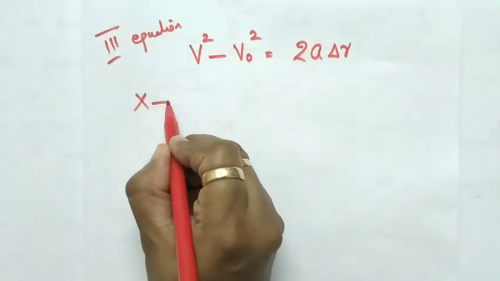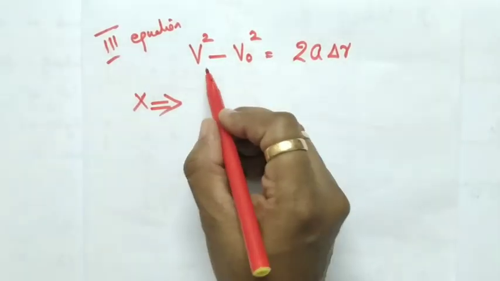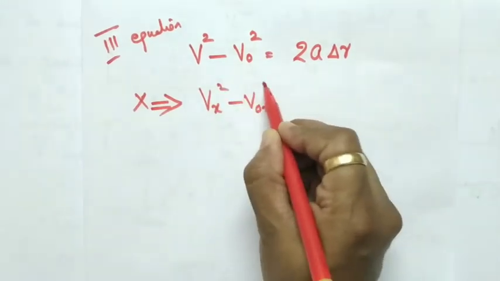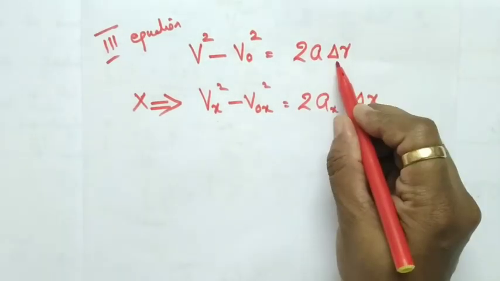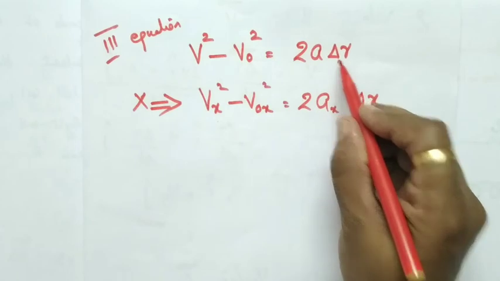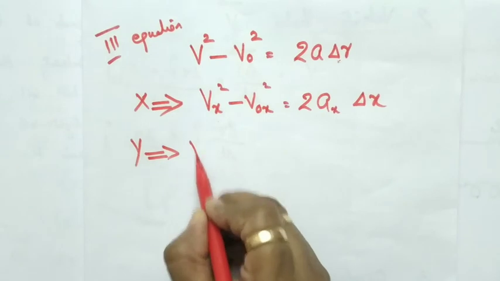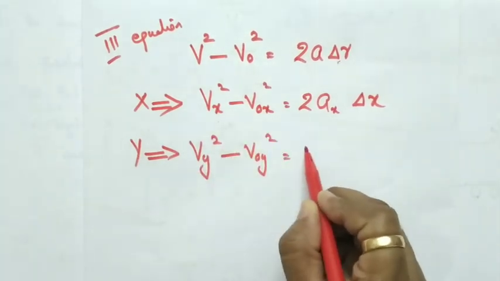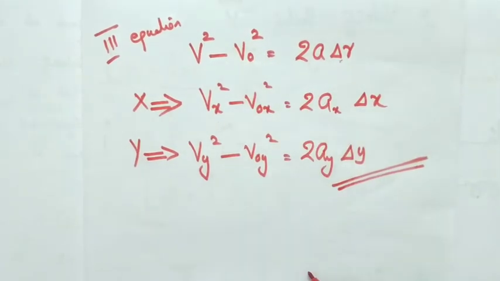Here we can separate the x component. Similar to the first and second equations, we can write the x component as vx square minus v0x square equals 2ax delta x, isn't it? Delta r represents the displacement vector, its x component is delta x. And how will you represent the y component? vy square minus v0y square equals 2ay into delta y. So this is the method of representing the third equation of motion in vector form.